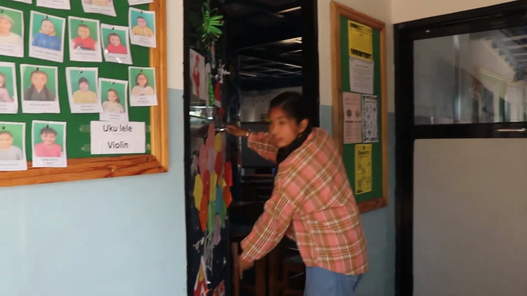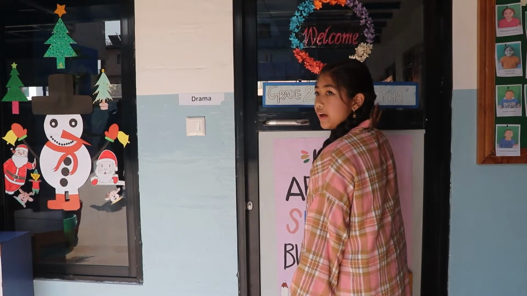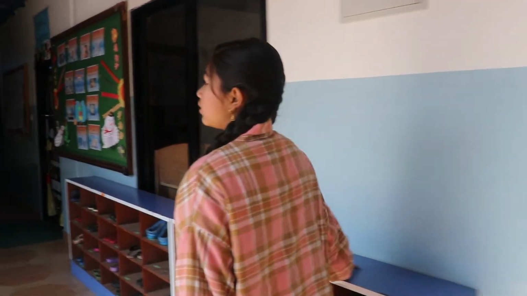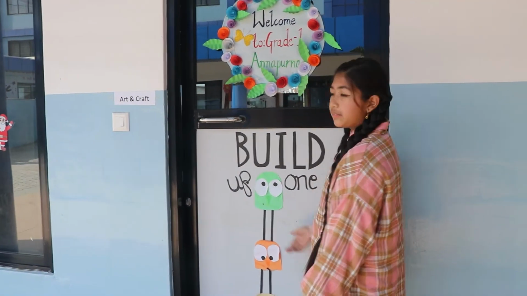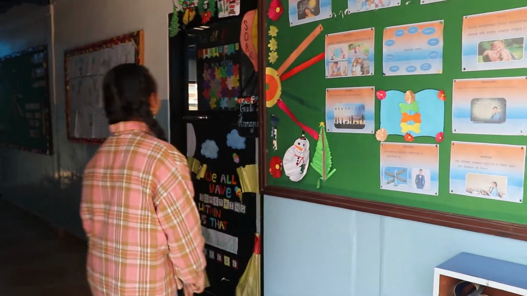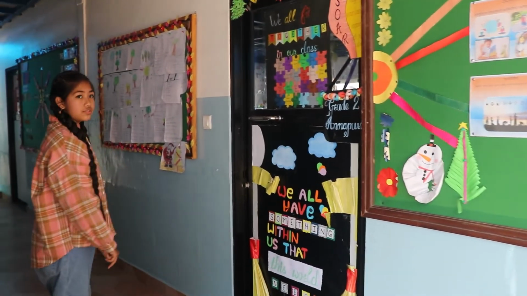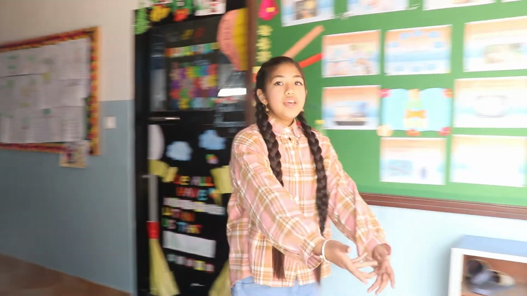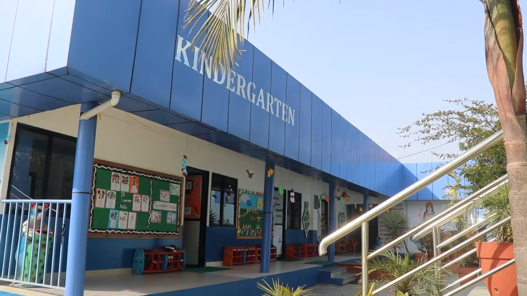This is grade 4. And then this is grade 2, which is Sagarmatha. This is grade 1, which is Annapurna. And here is another display board. This is also grade 2 Annapurna. And that is a separate restroom for our boys and girls. There is a big open area for our junior learners to play in.